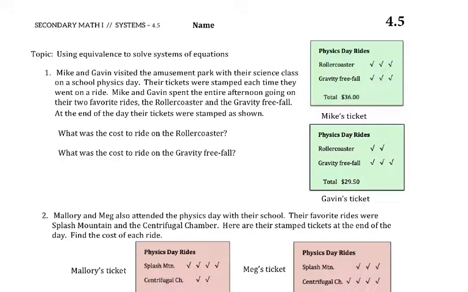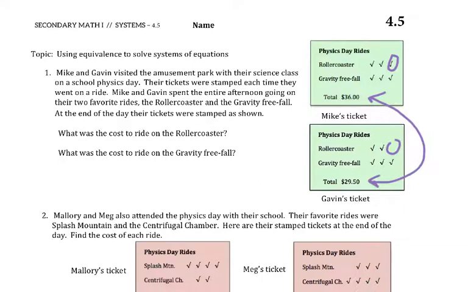Mike and Gavin spent the entire afternoon going on their two favorite rides, the roller coaster and the gravity free fall. At the end of the day, their tickets were stamped as shown. What is the cost of the roller coaster or the gravity free fall? Okay, so looking at this, I should probably notice that the only difference is one roller coaster, isn't there? So the difference in their tickets should represent that difference in the roller coaster.